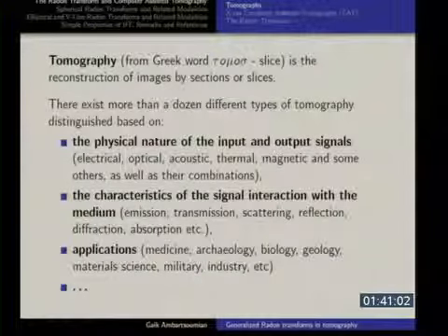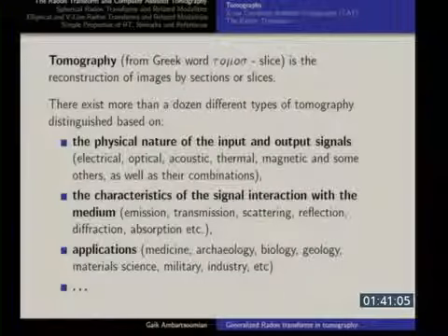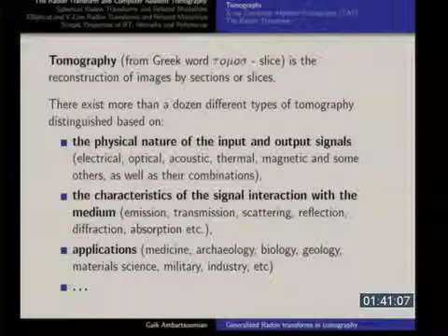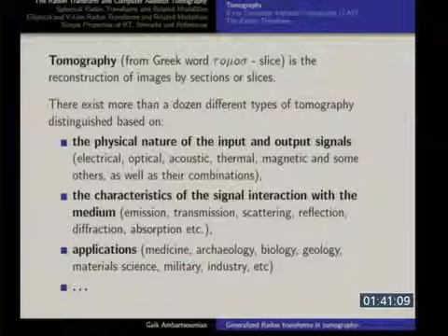So emission is the radiation, the signal is coming from inside. Transmission tomography is the standard X-ray tomography or CT scans where you send X-rays and the X-rays go all the way through and you recover what is left of them on the other side. So that's transmission tomography.